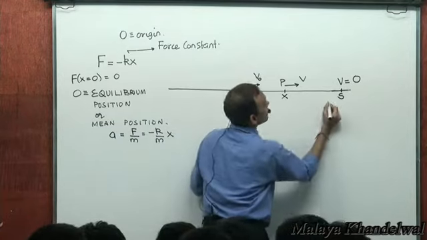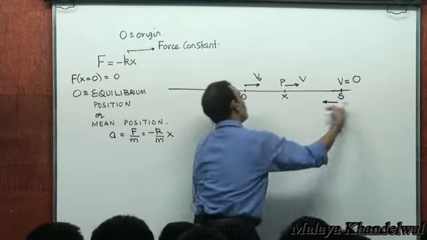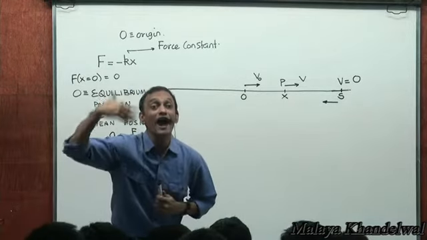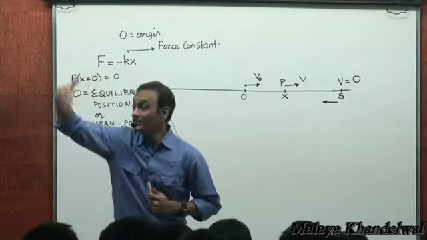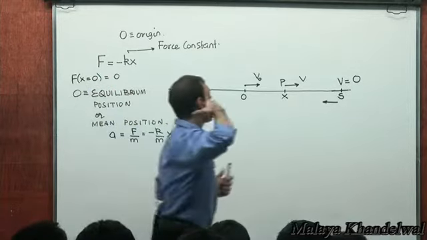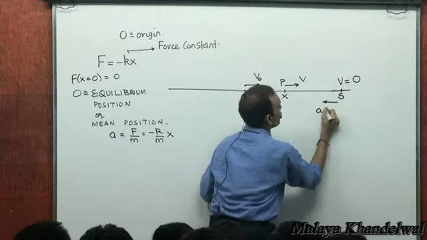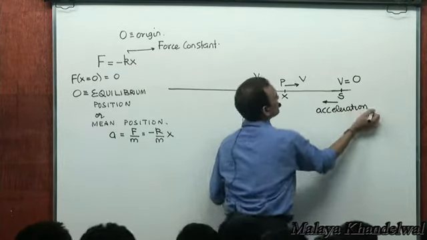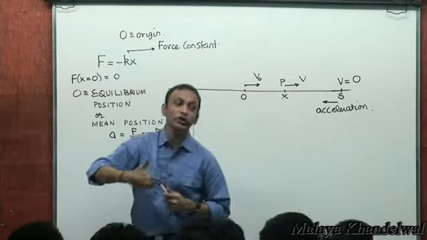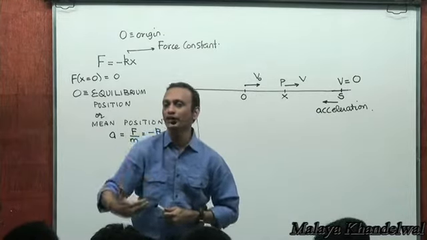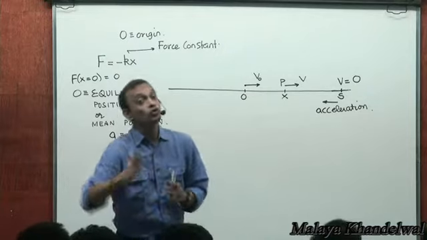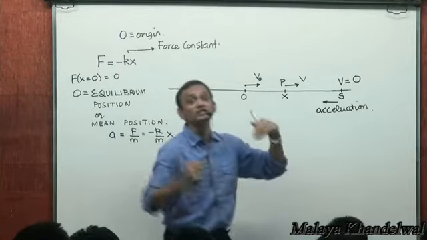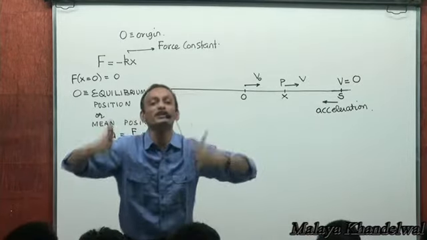Now when it starts to come back, realize that the force is acting always towards O. Therefore, the particle will begin to accelerate. So the particle accelerates from S to O. What happens to the magnitude of the acceleration? It decreases because the distance from O is decreasing. So even though it's gaining velocity leftwards, it's gaining at a smaller and smaller rate.